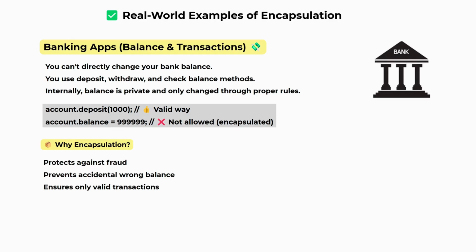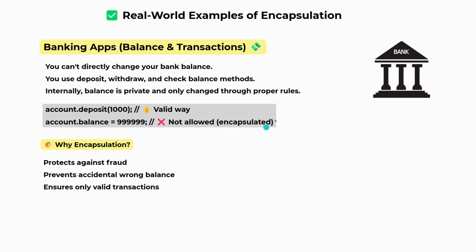Now let's understand the real world example of encapsulation. Banking apps, like balance and transaction operations: you cannot directly change your bank balance. You use deposit, withdraw, and check balance methods. Internally, balance is private and only changed through proper rules. Suppose account.deposit(1000). That is a valid way. But what if I say account.balance equals 9999? This is not allowed, right? Because the balance will be set as private.